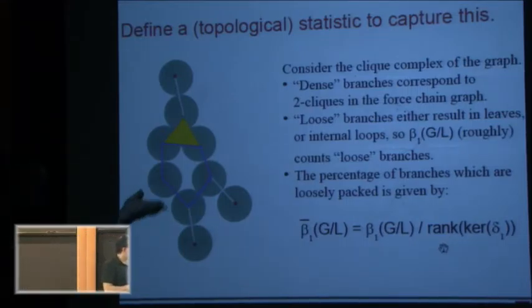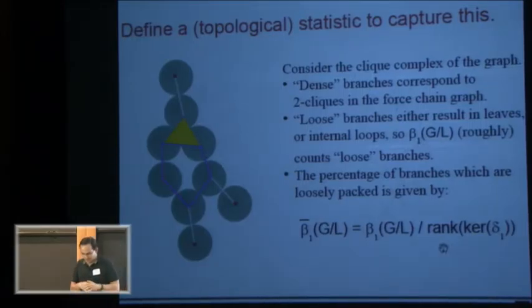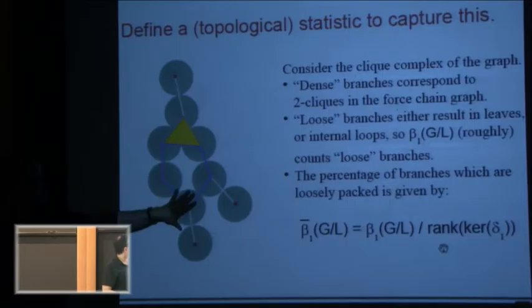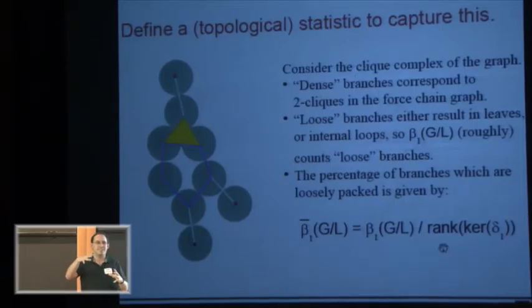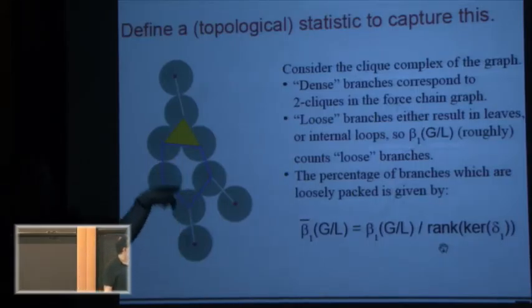So I can just count the number of loops now. I'm just going to take Betti 1. But what I really want, right? I don't just want to count these loops. If I have a whole bunch of triangles, that's a super stable object, right? So Betti 1's going to be 0. Whereas if I have a whole bunch of these kinds of loops, then it's going to be very unstable.